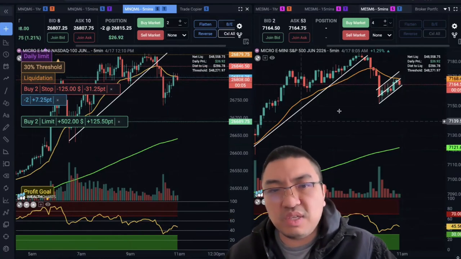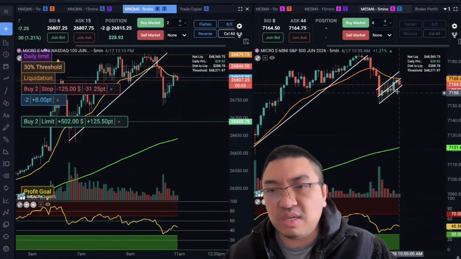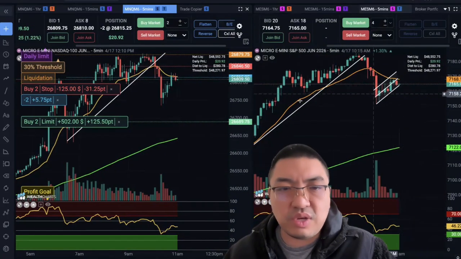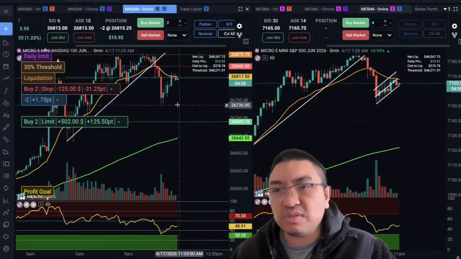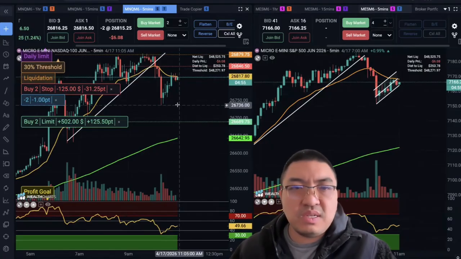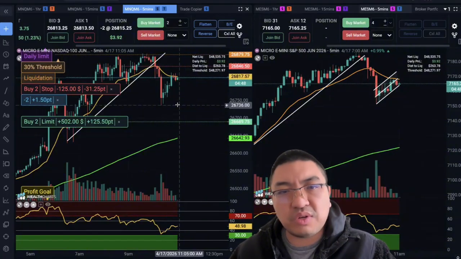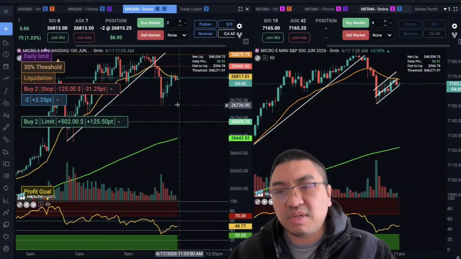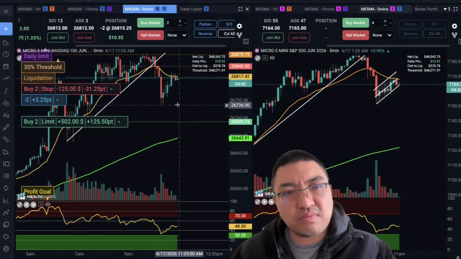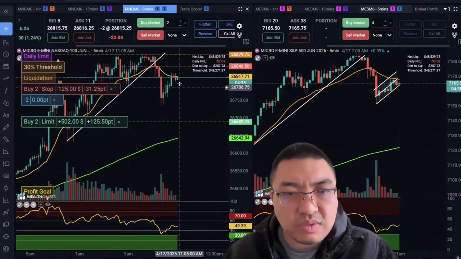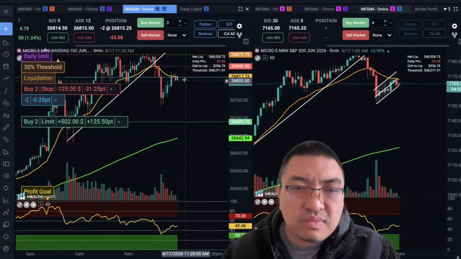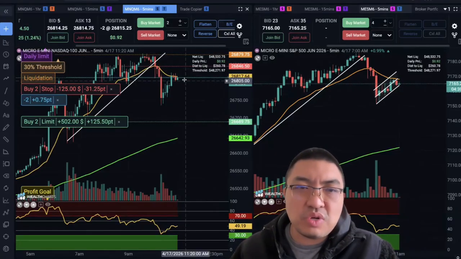Let's see. For ES, I would like to see it close underneath this trend line. Oh, new candle. It does not close underneath the channel. But okay. And for NQ, this is just a retest. Still buyer control.